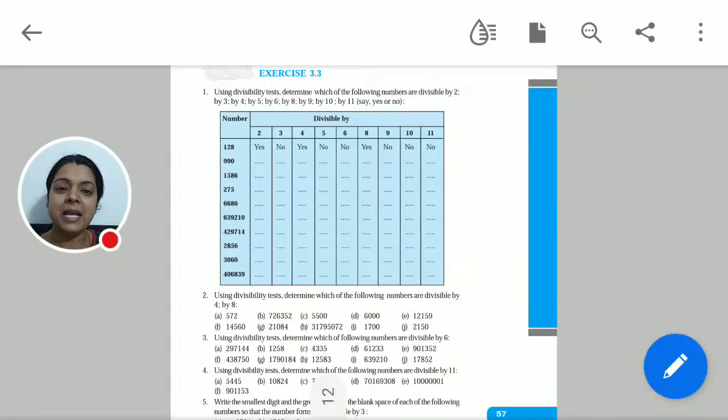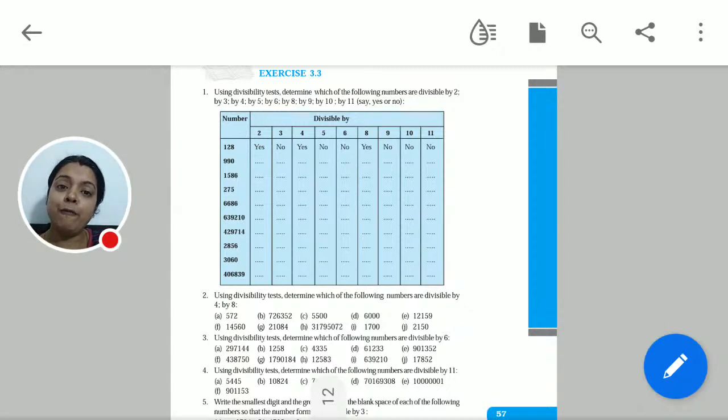Divisible by yes or no. Divisible by 2, yes or no. 3, yes or no. So you just need to mention. If you practice on it and remember the rule, it is easy. If I take 990 ending in 0, it is divisible by 2. What about the rule of 3? 9 plus 9, 18 plus 0, 18. 18 is divisible by 3. So undoubtedly 990 is divisible by 3.